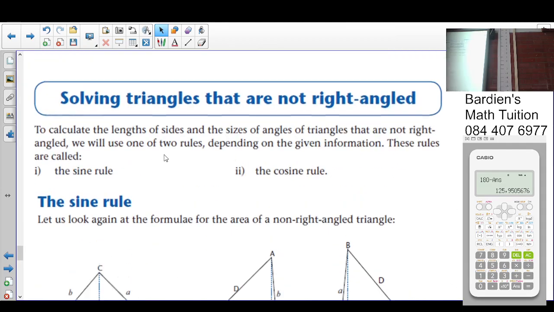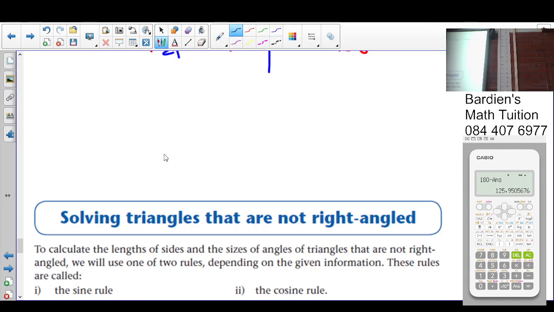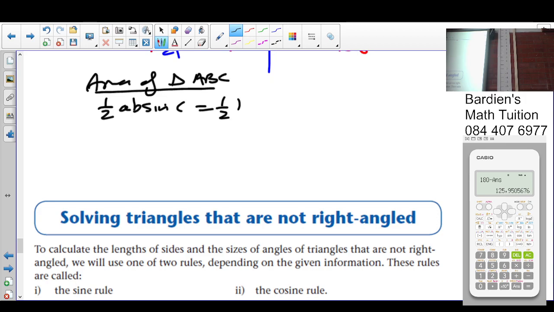Okay. So if you're looking at the area rule, the area of triangle ABC, we know that it's going to be half AB sine C, which is equal to half BC sine A, which is equal to half AB BC AC sine B. So what happens is I can divide everything here by a half.